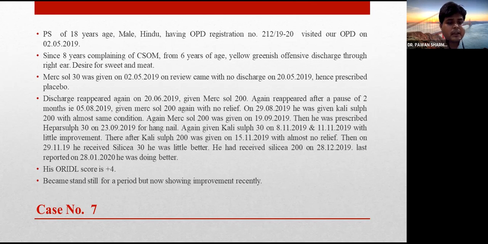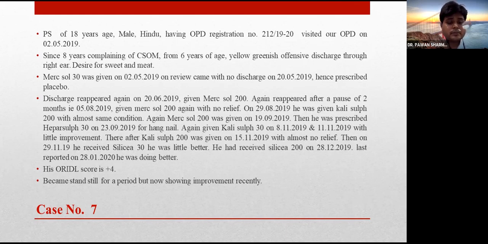Then he was prescribed Heparsal 30 for another complaint. The patient came with a painful hangnail. He was given Calcarea 30 on 8th November and 11th November with little improvement. Thereafter, Calcarea 200 was given on 15th November with almost no relief. Then on 29th November, he received Silicea. He was a little bit better. He received Silicea 200 on 28th December also, and last reported on 28th January, he was doing better.